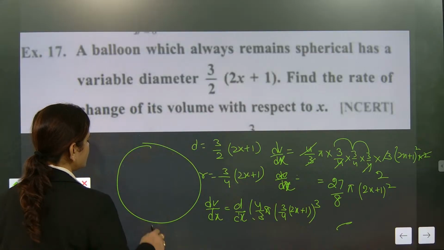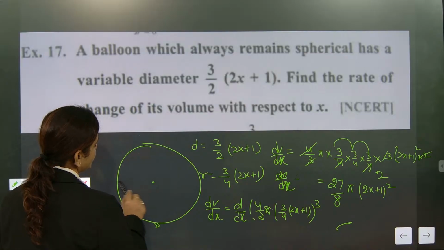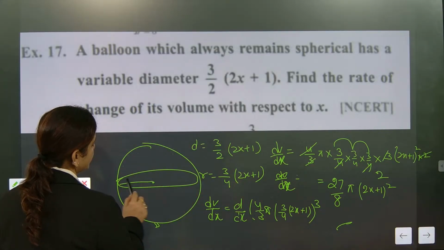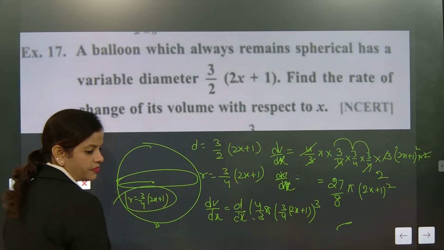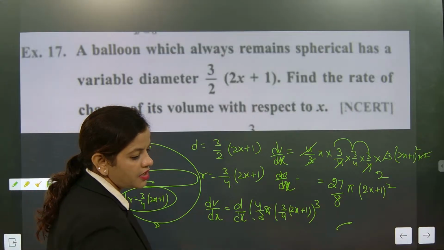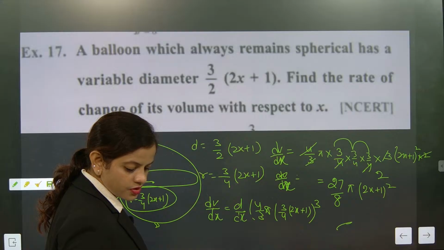They have talked about the balloon. It is in the form of a sphere. So for a spherical balloon, the radius is given. The radius is 3 by 4 (2x plus 1). This is the radius. 3 by 4 (2x plus 1) becomes the radius. Try this question out.